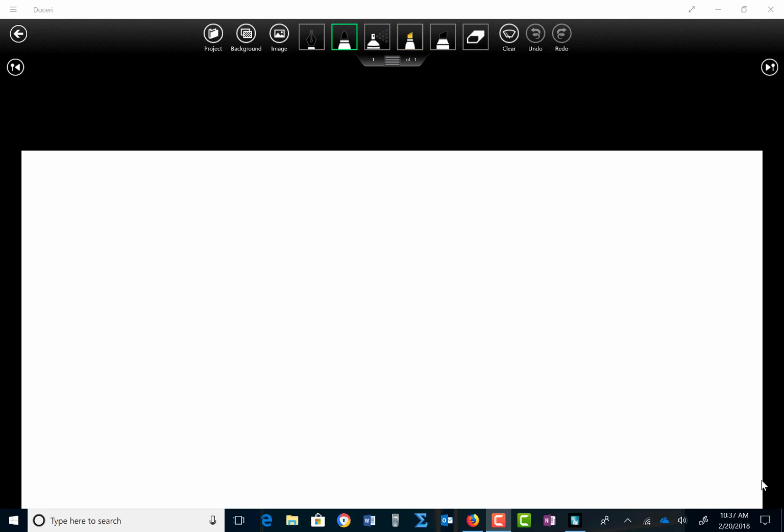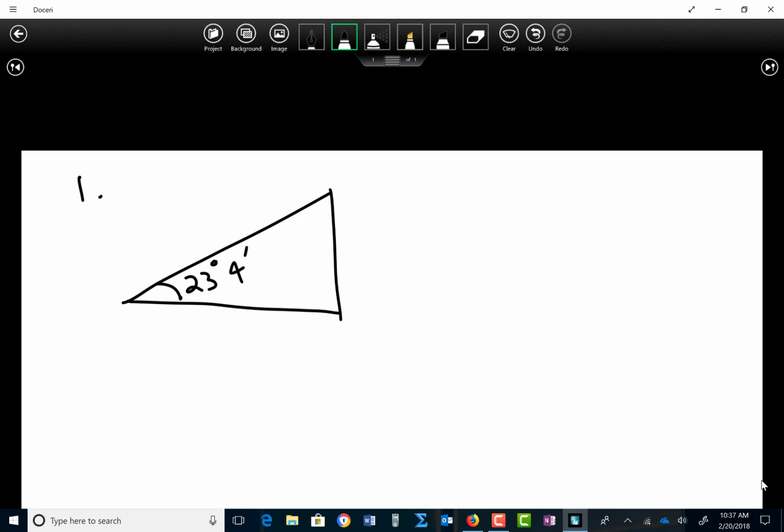So the first one says, from a boat on the lake, the angle of elevation to the top of the cliff is 23 degrees 4 minutes. Now, I'm not sure why, but some of you missed points on this one. You got that the angle of elevation was down here, but you left off the 4 minutes. It was 23 degrees 4 minutes, and it said if the base of the cliff is 1415 feet from the boat, so here's your boat over here, how high is the cliff?